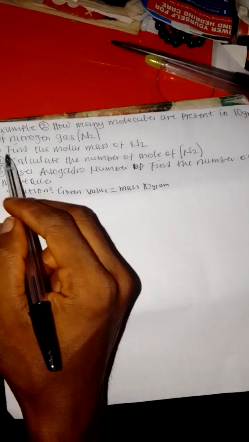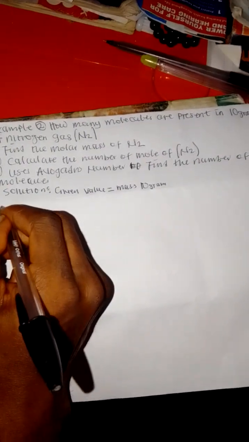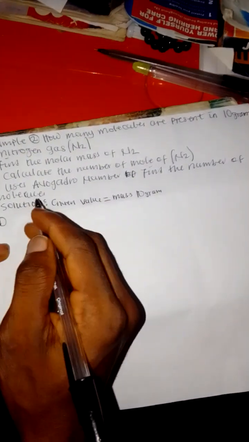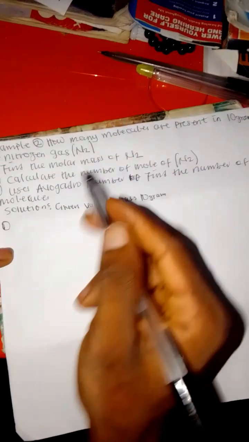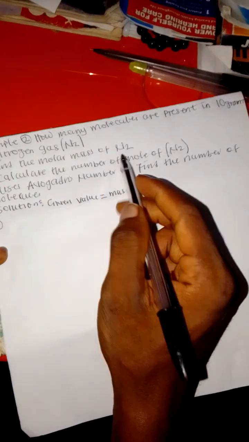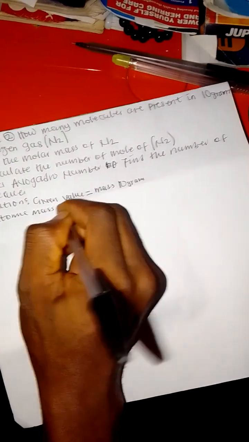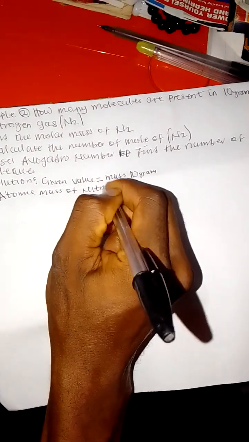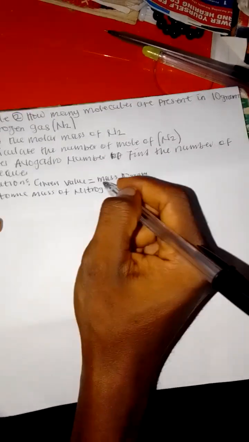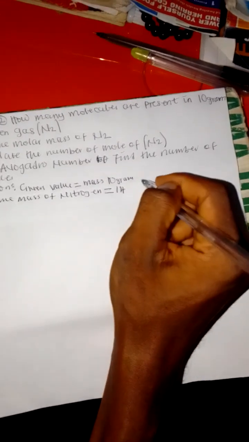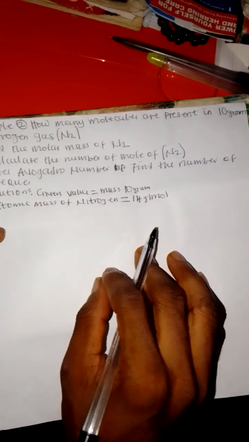So we are going to find, first, number one. Find the molar mass of nitrogen gas. To find the molar mass of nitrogen gas, first you need to know the atomic mass of nitrogen. The atomic mass of nitrogen is 14 gram per mole. That's the atomic mass of nitrogen.